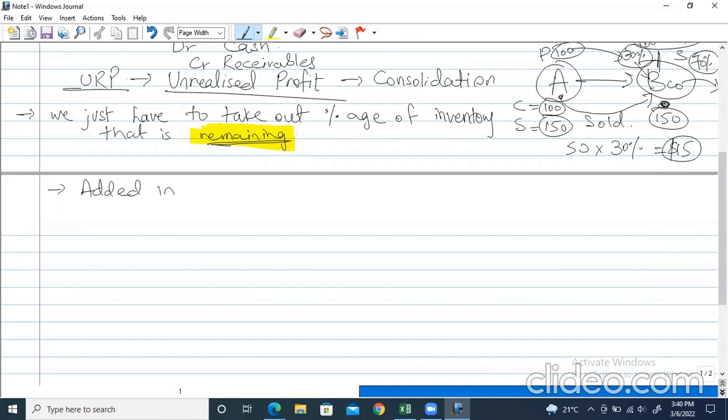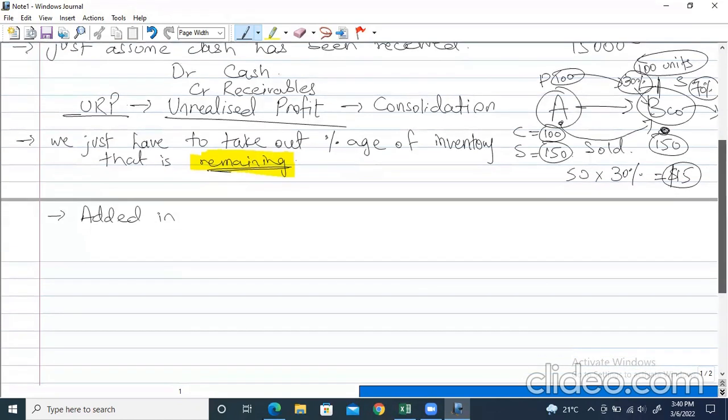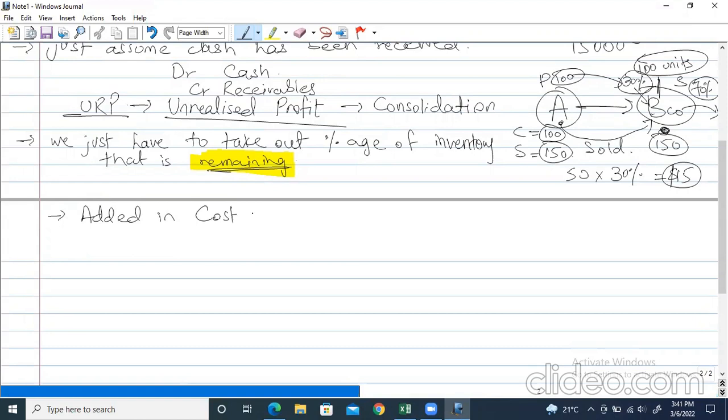And the remaining 70% we cannot do anything about, because it's sold out to the customers. Why do we have to deduct it? We are actually not deducting it. I'm telling you the treatment, what we are doing. So it is added in the cost of sales, and it is deducted from the inventory figure.